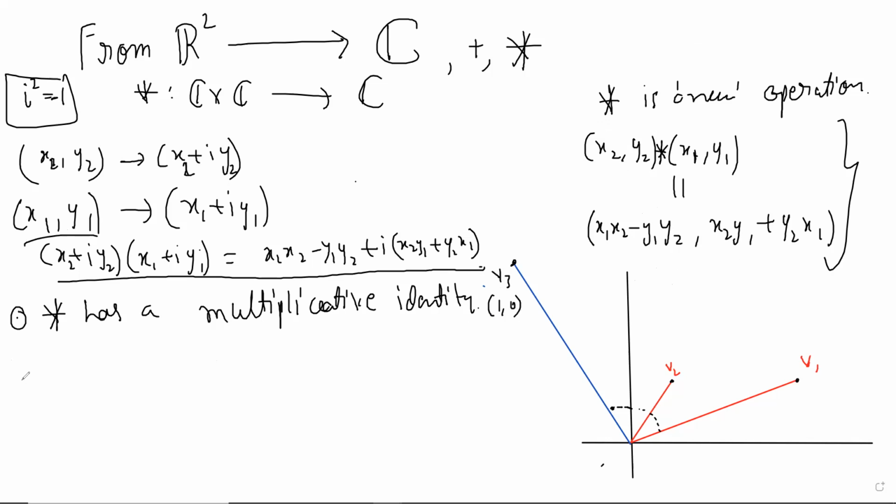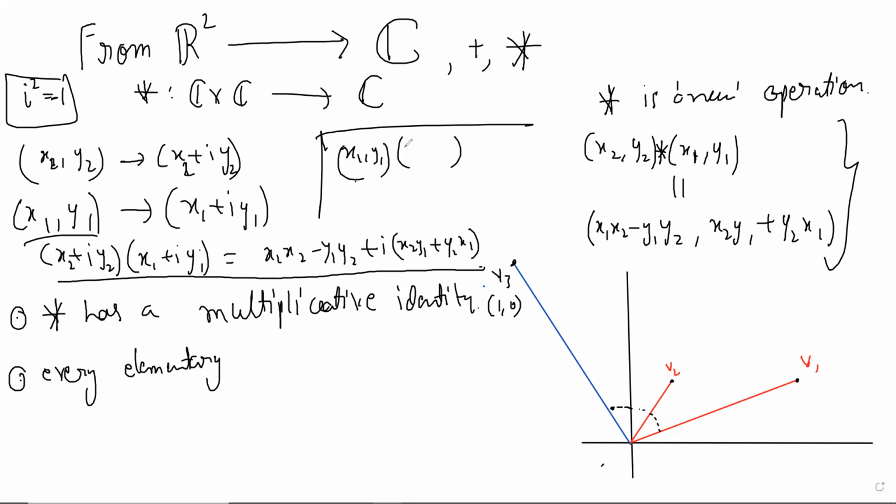Okay, and it also has a multiplicative inverse. Every element has a multiplicative inverse except for 0. You can find the multiplicative inverse algebraically, non-insightfully. Let's say x2 comma y2 is your proposed multiplicative inverse, and you want this product to be the identity, so you can do some equations and it's easy. You can figure it out.